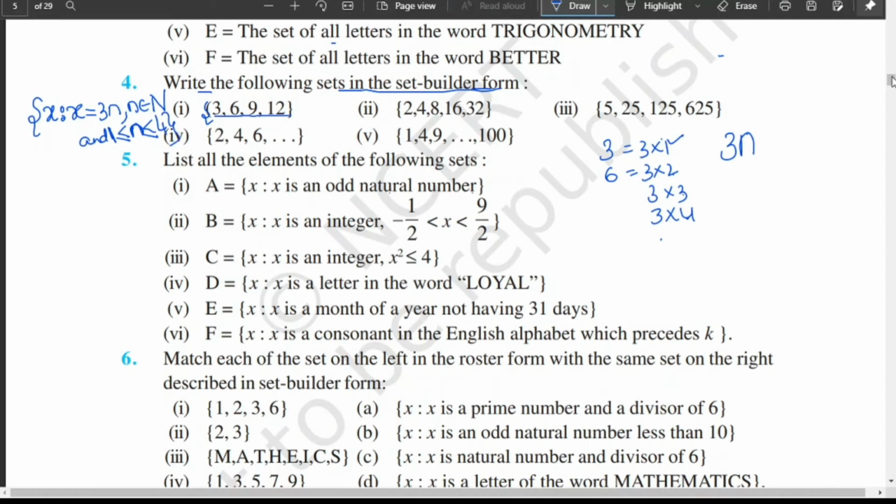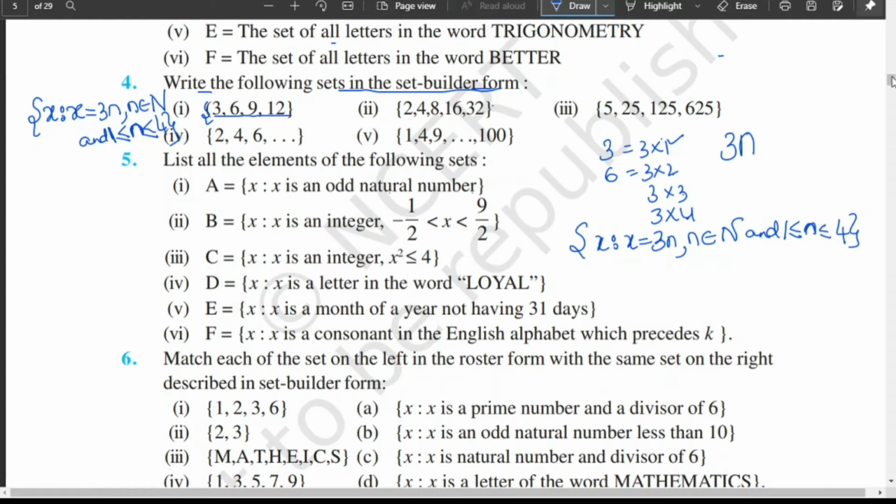Is that clear? So I will write it here: such that x is equal to 3n. n cannot be any number. n belongs to natural numbers, and what should be the n value? n should be greater than or equal to 1 and less than or equal to 4. We have taken less than or equal to 4. You can write only less than 5 like that, but here we have taken less than or equal to 4. It ranges from 1 to 4. Is that clear? Next one.